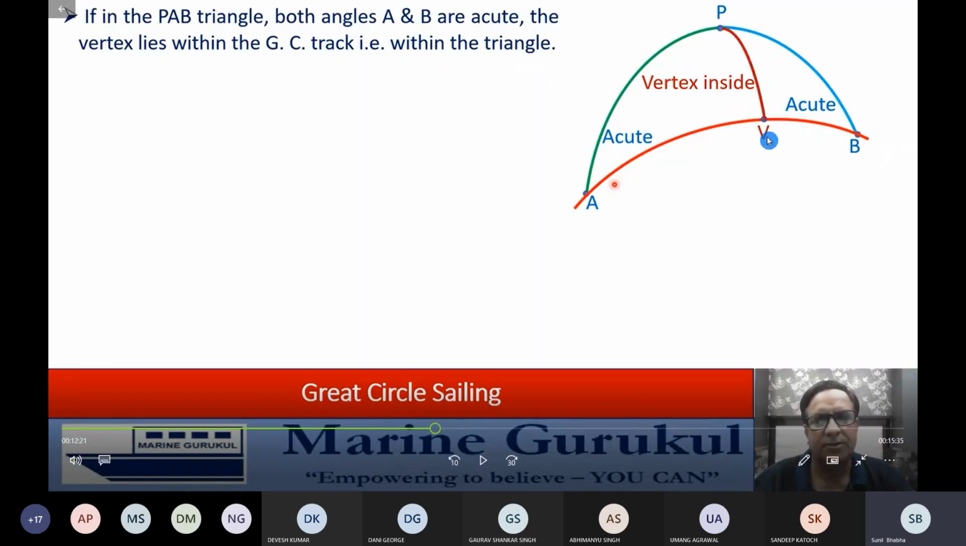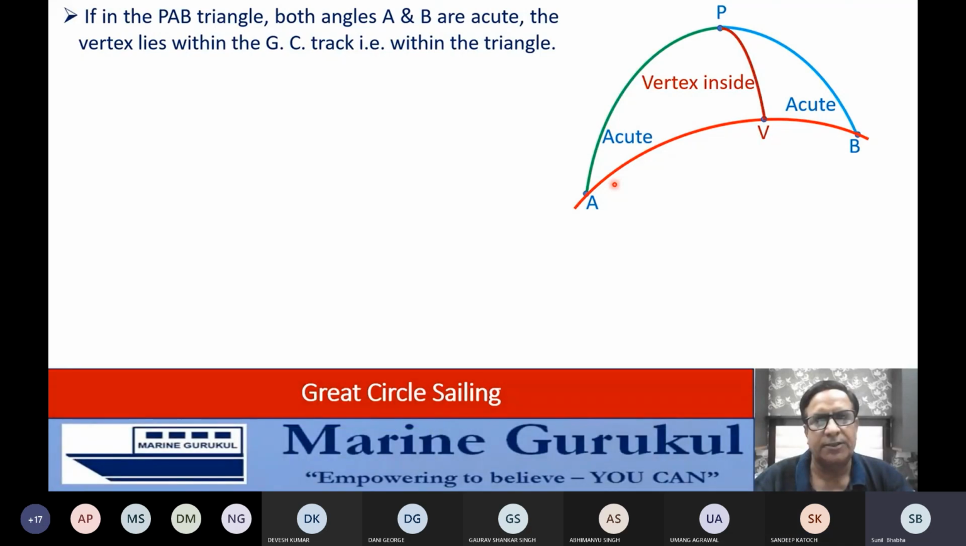Is it clear now, beta? Yes, sir. Okay. So shall we move ahead now? Yes, sir. Yes, sir. This meridian shall cut the great circle at 90 degrees at the vertex. So this angle is 90.